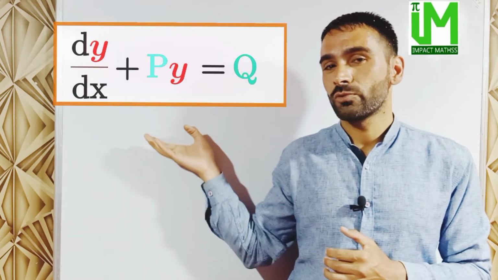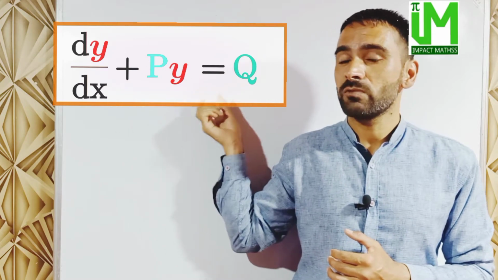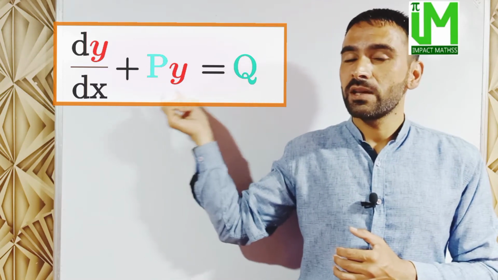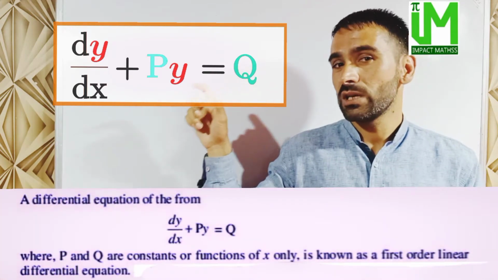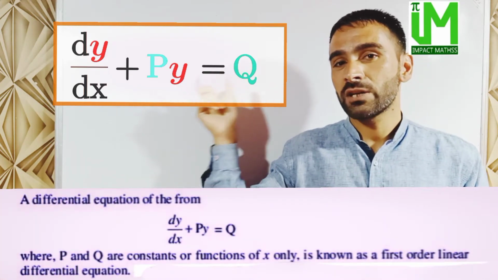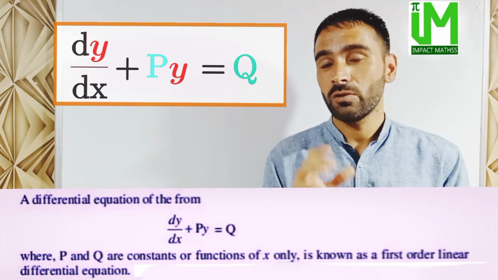Now first order first degree differential equation is said to be linear differential equation if it has the following form. So we have dy by dx plus p into y is equal to q, where p and q are functions of x, या तो ये functions of x होंगे या constants. So p and q are functions of x alone or constants.